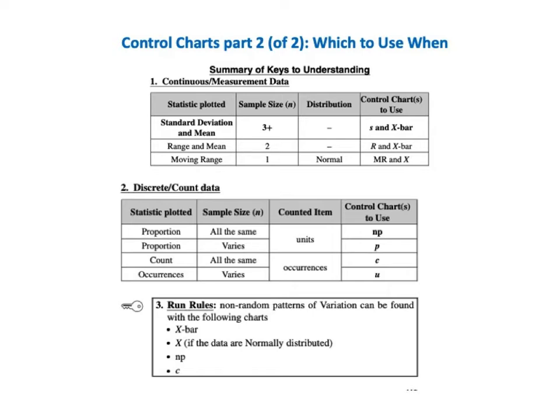Key number 3 gives us some run rules which can identify non-random patterns of variation. These indicate there is some factor which is outside of the process which is affecting the process.